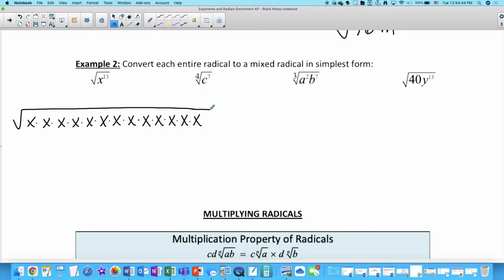And every time I have a pair of x's, because this is a square root, I can pull one of them out. So if I circle my pairs, I've got 1, 2, 3, 4, 5, 6 pairs, and then 1 left over. So this is going to simplify to become x to the 6 square root of x. Now, you do not have to do this step in the middle, because a lot of people can visualize, okay, I need pairs of x's. If I've got 13 altogether, I'm going to have 6 pairs and 1 left over. That's fine.